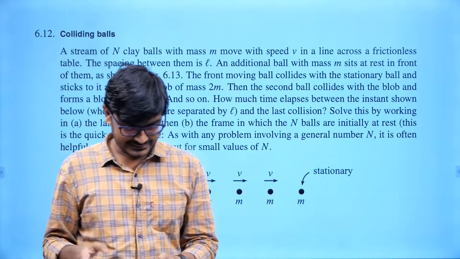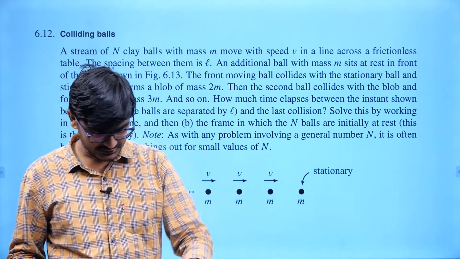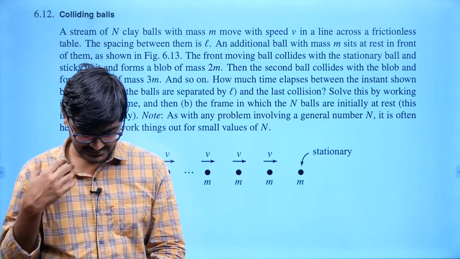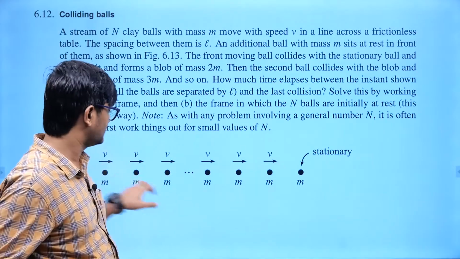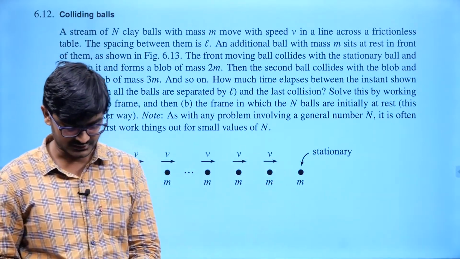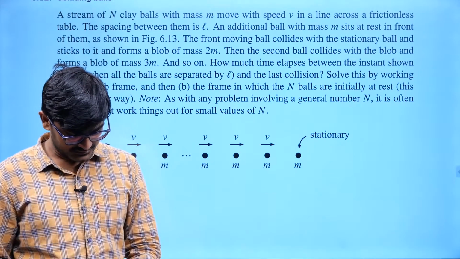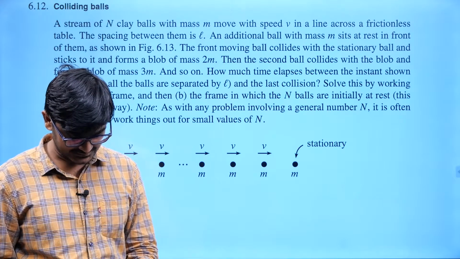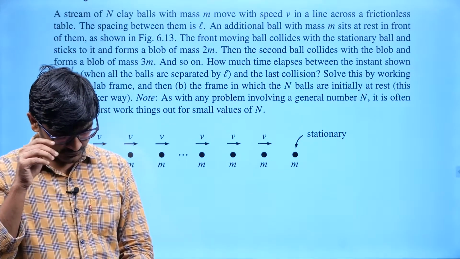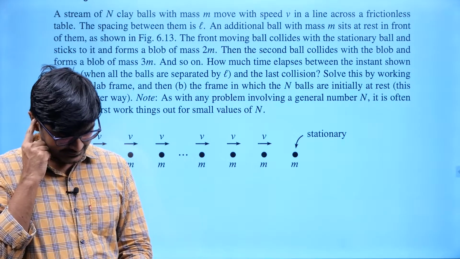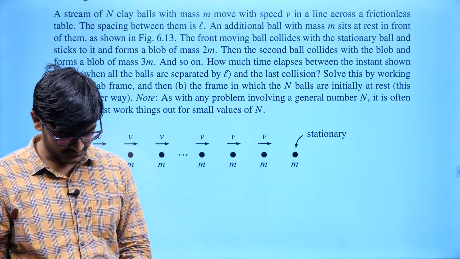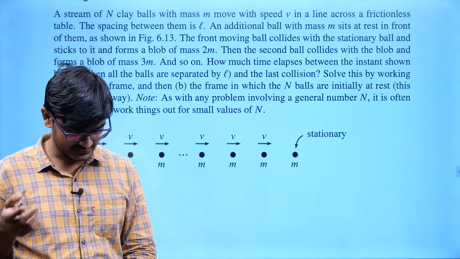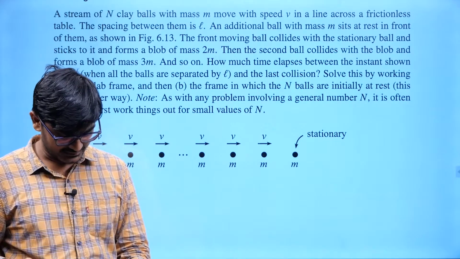So the next question goes like: a stream of n clay balls with mass m move with speed v in a line across a frictionless table. The spacing between them is L. An additional ball of mass m sits at rest in front of them. Now there are n balls and this is one more extra, so totally n plus 1 balls are there. The front ball moves and collides with the stationary ball and sticks to it to form a blob of mass 2m. The second ball collides with the blob and it becomes 3m and so on. How much time elapses between the instant shown below and the last collision?